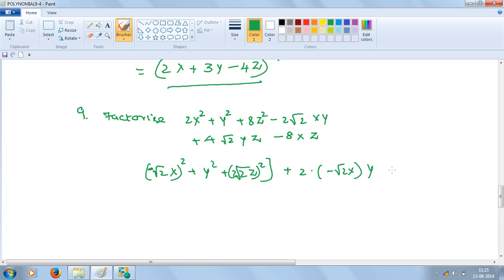What is the next factor? Plus 2 multiplied by y is simply y. Z is multiplied by 2 root 2 into z. What is the next factor? Plus 2 multiplied by 2 root 2 z multiplied by x. X is here minus root 2x.